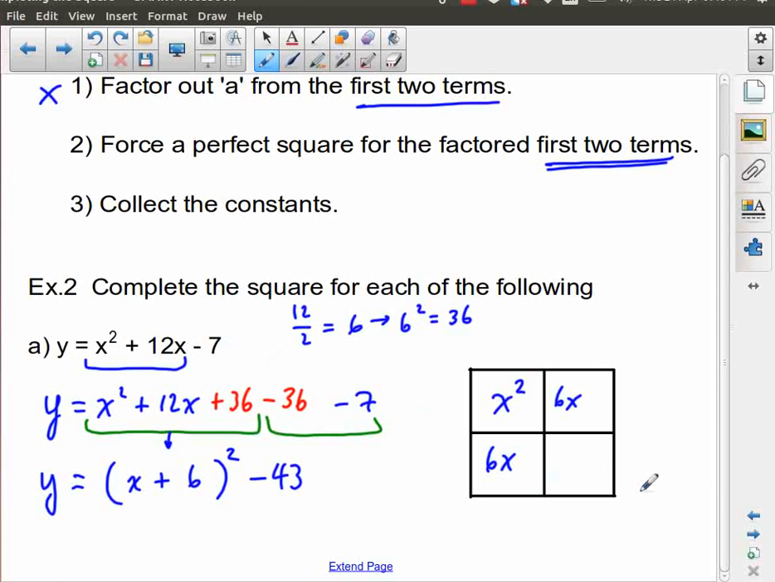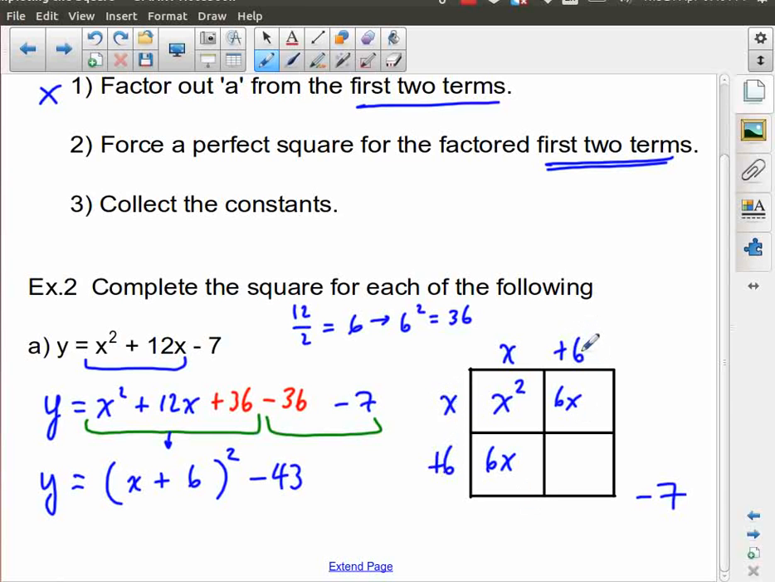And don't forget, we've got a minus 7, and it's usually a good idea to put the minus 7 outside. So the minus 7 gets kicked outside of the box just to begin. This is x plus 6. This is x plus 6.